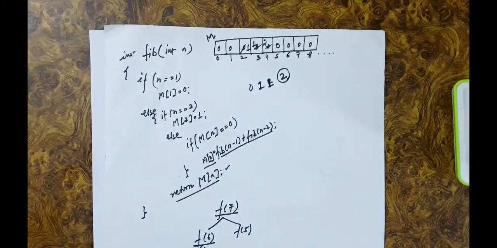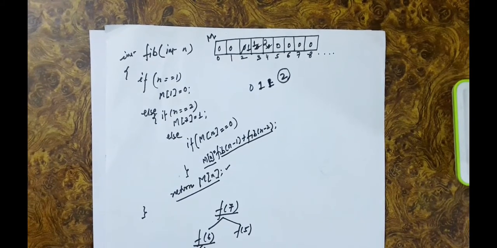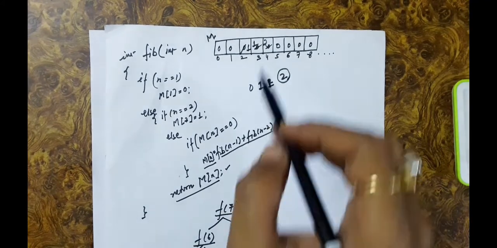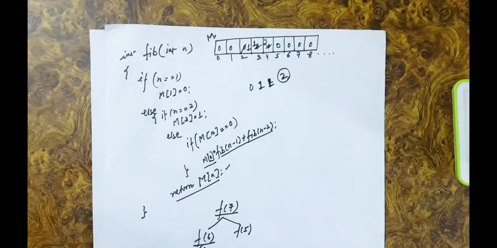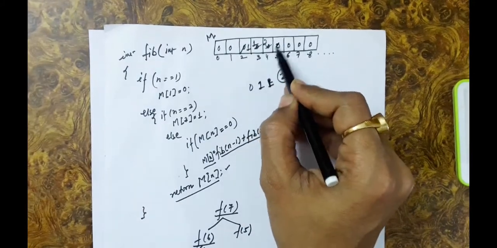Now this f3, this is an interesting one. The value of n is 3, that means this is not the base condition. So we will be looking at the table: the value of m3 is 1 and we can return it from here itself. So don't make the recursive call, you just return the value from here itself. So now we have f4 and f3, add these two, and now we have the value of f5. The value of f5 is fourth term plus third term, that is 3.